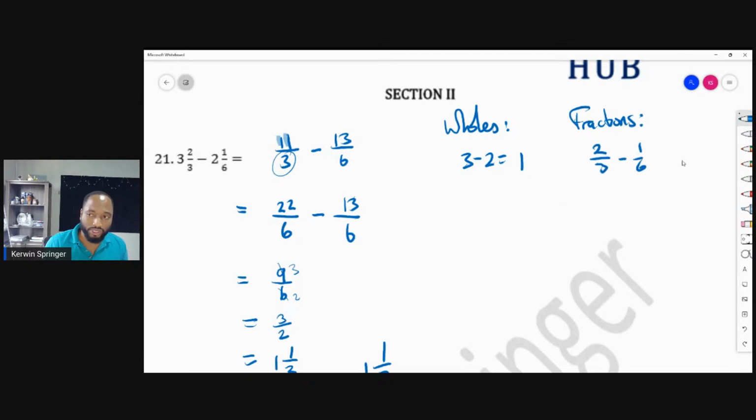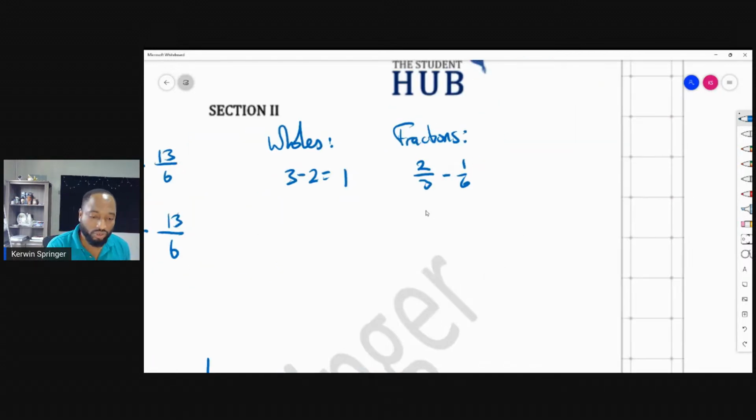Sometimes something weird happens here, like maybe this fraction might be small and this one big, and you start to actually borrow from the whole that you got. But that's not going to happen here. So 2/3 minus 1/6, you're doing the same LCM thing here. 6 is the LCM, multiply by 2, so this is 4/6. 4/6 minus 1/6 is 3/6.